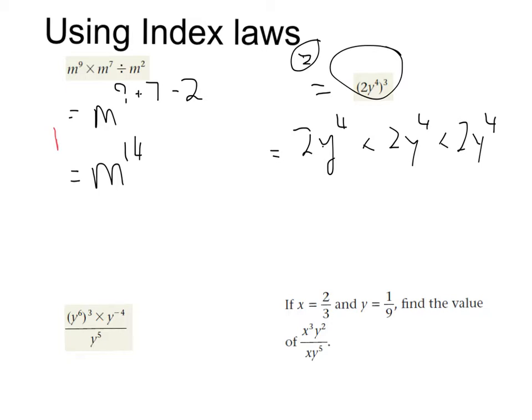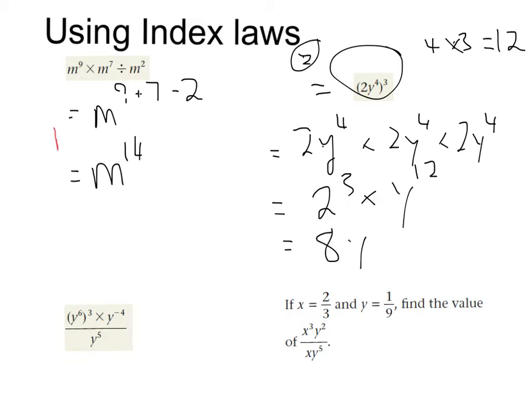So, there's another way that we can do this question. We can just go 2 to the power of 3 times y, and we go 4 times 3, and that gives you 12. y to the power of 12. The final answer is 8y to the power of 12. Okie dokie. Alright, they were the first 2 questions done.